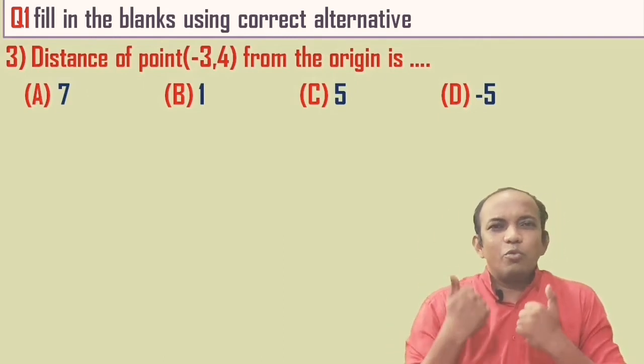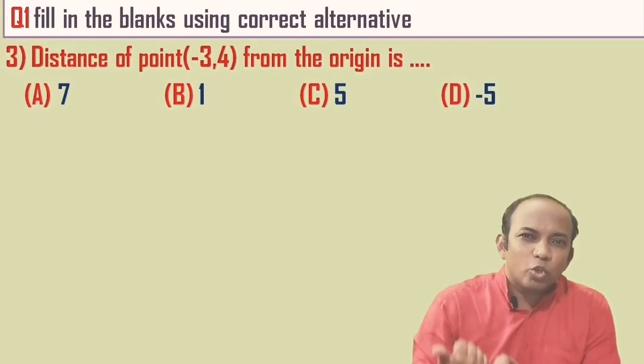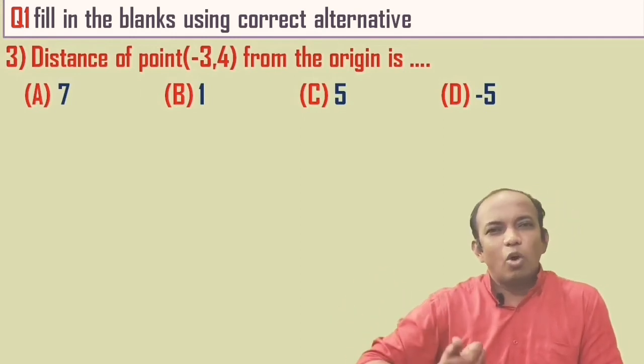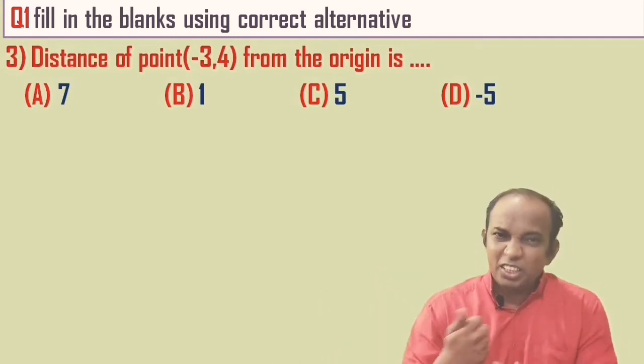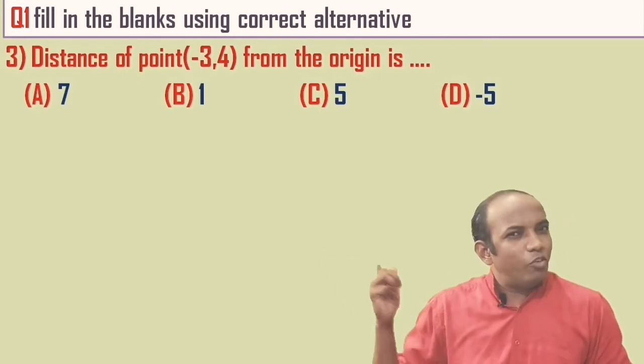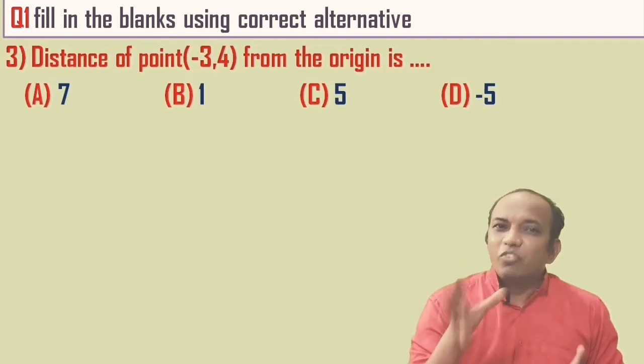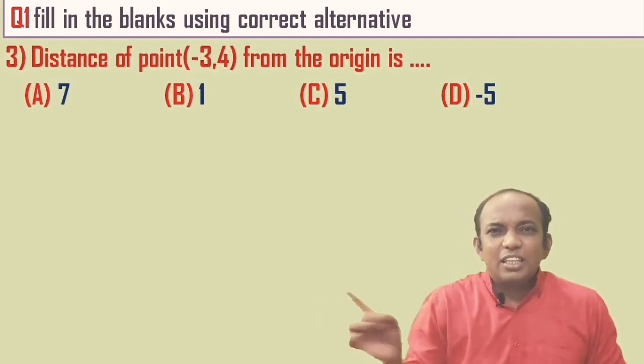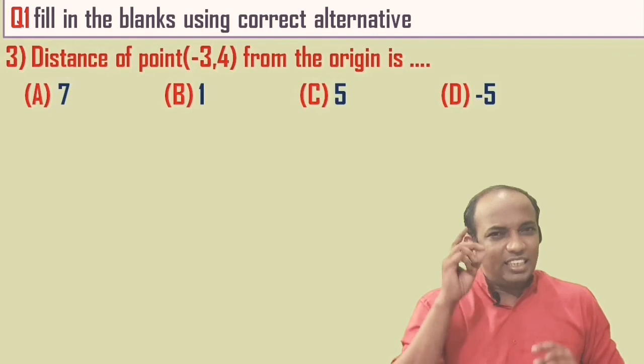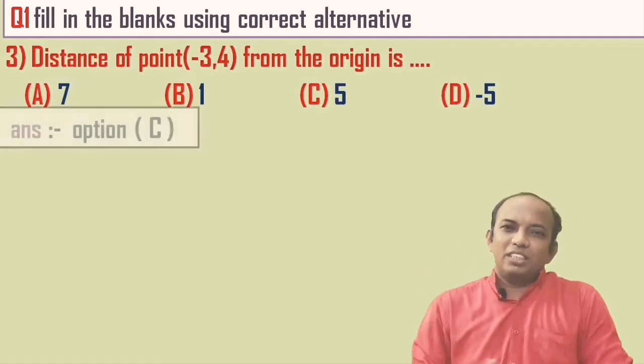As a result, we get 3 square plus 4 square, because one point has both the coordinates as 0, 0, that is the origin. So 3 square is 9, 4 square is 16, add them, we get 25, take the square root of it, the answer is 5. So where is the answer 5 given? Yes, it is option C. So my answer is option C.